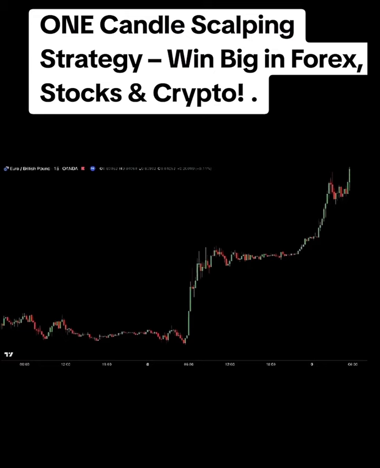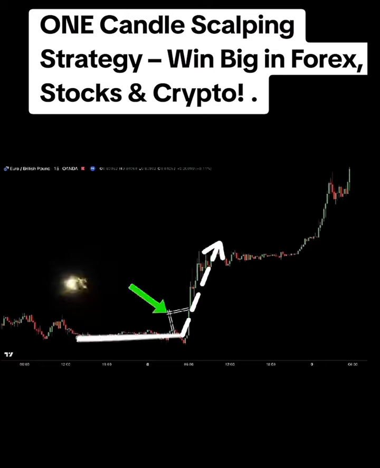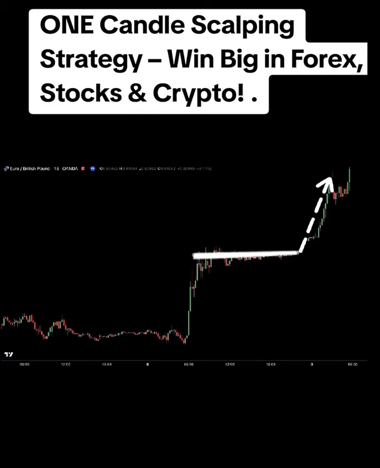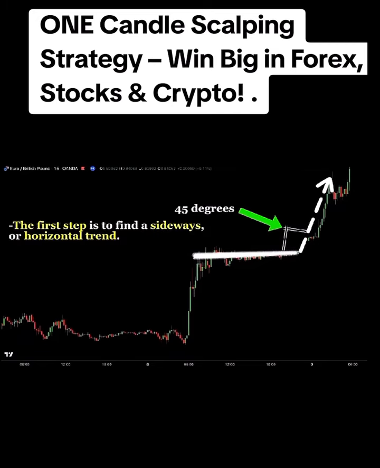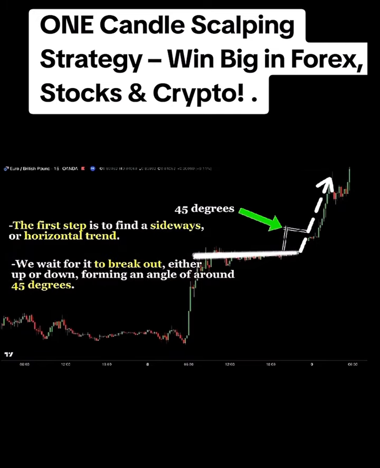Let's find another example. Here, the trend moves sideways again, but this time it breaks upward, forming another 45-degree angle. Over here, we see the same thing: sideways movement followed by a sharp move upward at an angle of about 45 degrees. So here's the key. The first step is to find a sideways or horizontal trend. Then we wait for it to break out either up or down, forming an angle of around 45 degrees. This is where the opportunities are.